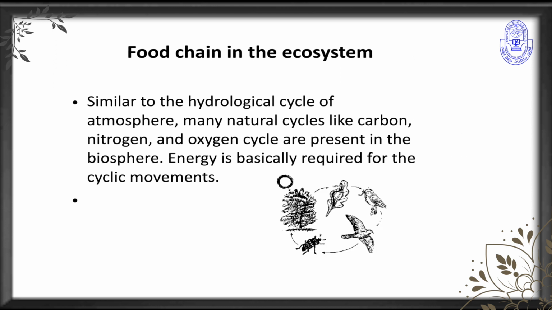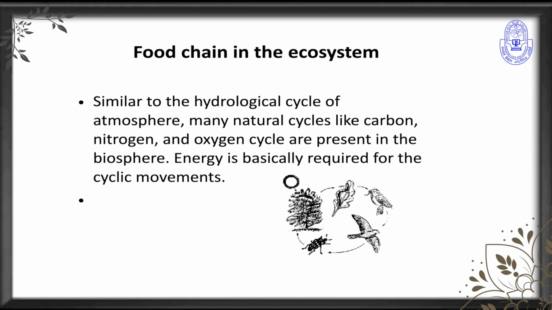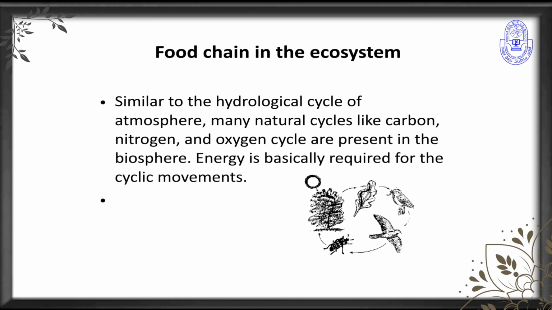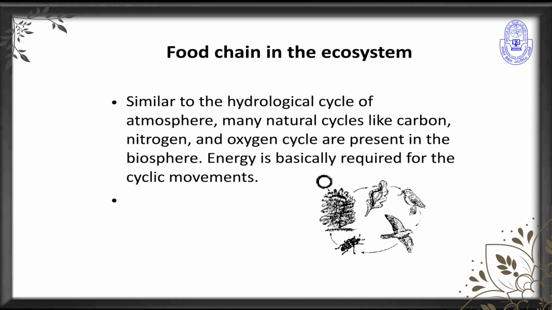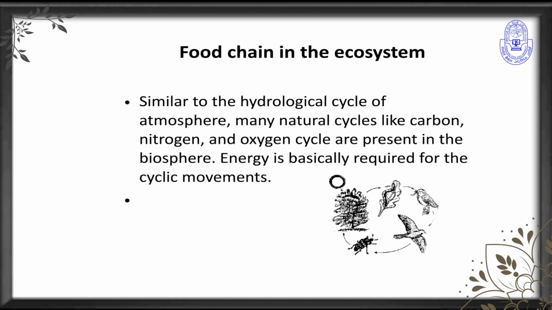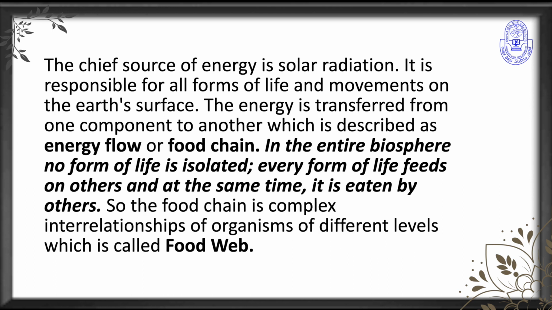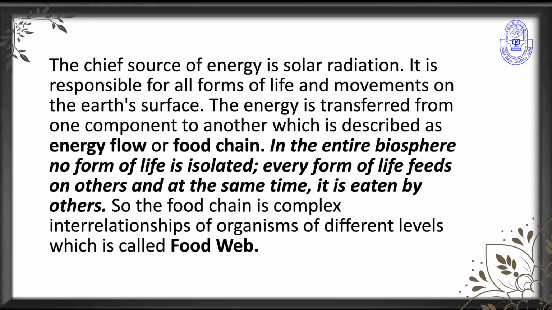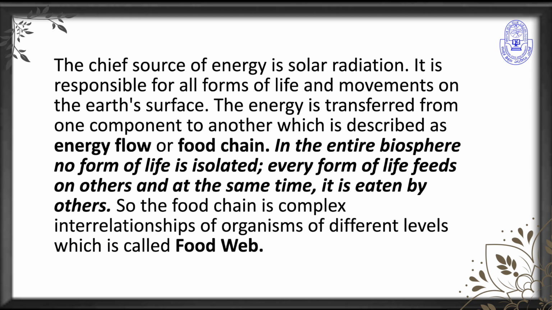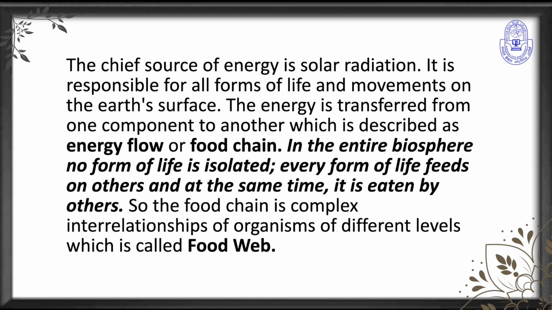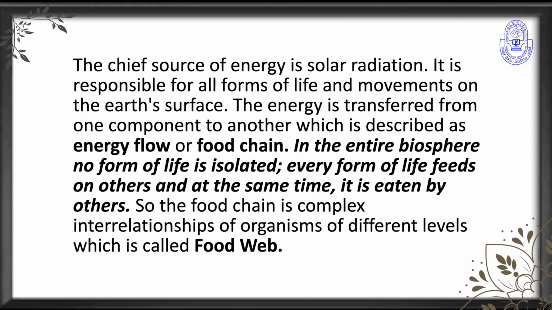Food chain in the ecosystem. As we all know what is food chain, we are all connected to one another. Similar to the hydrological cycle of atmosphere, many natural cycles like carbon, nitrogen and hydrogen are present in the biosphere. Energy is basically required for the cycling movements. The chief source of energy is solar radiation. It is responsible for all forms of life and movements on the Earth's surface. The energy is transferred from one component to another component, which is described as energy flow or food chain.